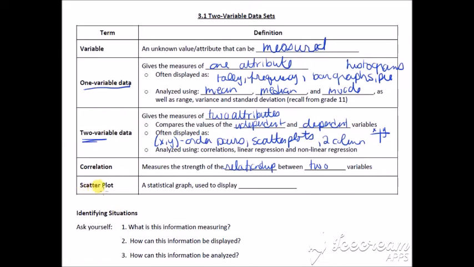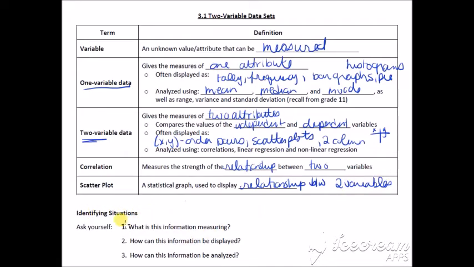Okay, and then we have scatter plot. Some people call this dot plot as well. This is a statistical graph. It's similar to a dot plot, and it's used to display the relationship between two variables.